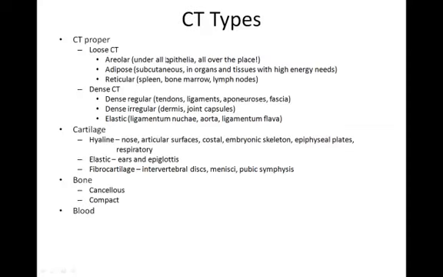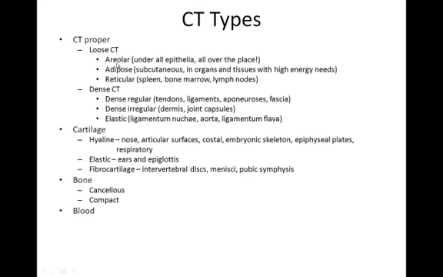So here are our connective tissue types: connective tissue proper, cartilage, bone, and blood. You definitely have to know everything on here. You have to know loose connective tissue, dense connective tissue. You have to know the three types of each, and you have to know where you find all of these different types of connective tissue.